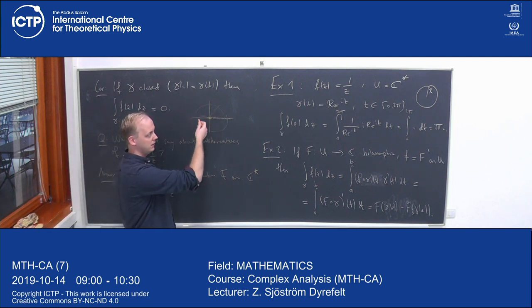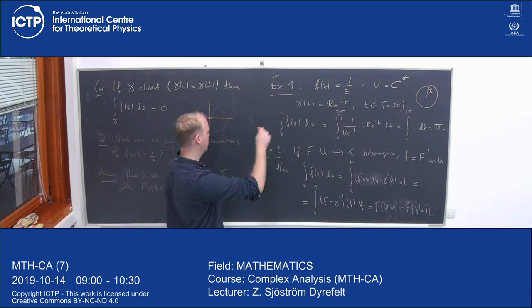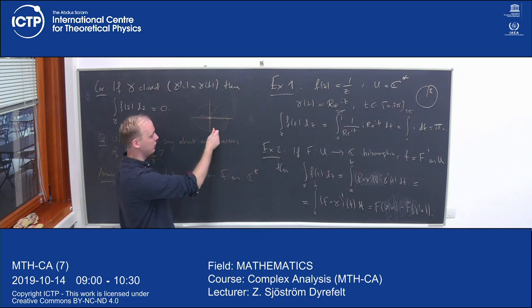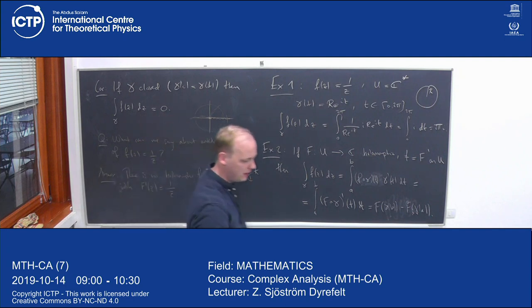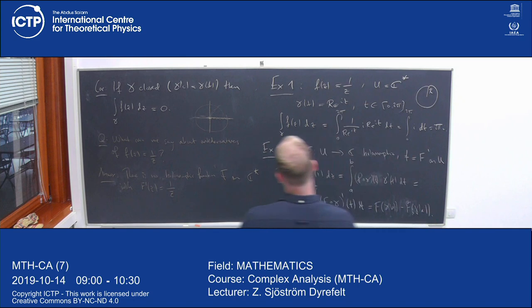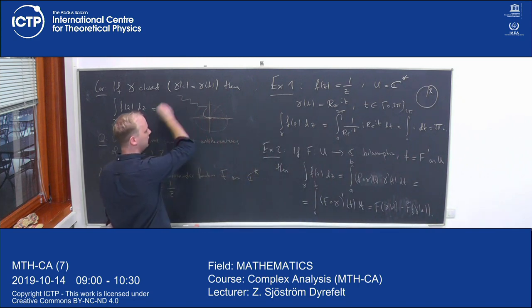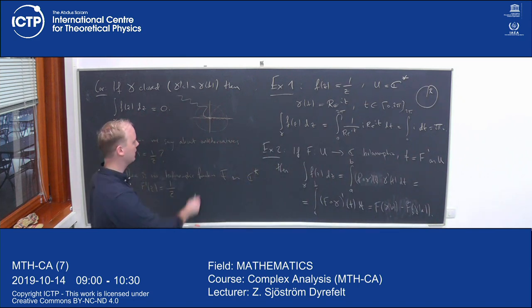The problem is you can define a primitive to this using any logarithm by any branch cut, but you cannot allow it on a domain where you can take a curve that goes all the way around zero. This is the problem. And this is also the reason why, in fact, you don't even have to remove a straight line, you can remove essentially anything. You could remove this if you want, as long as it stops you from going around.